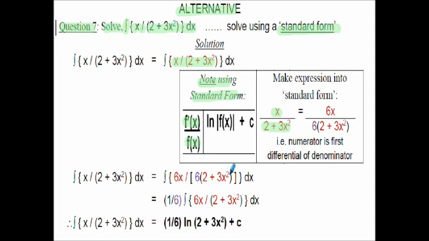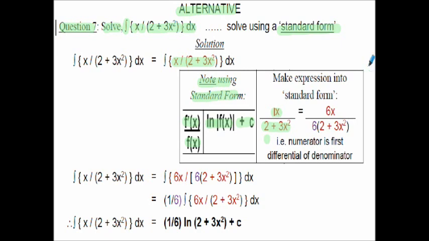this means that if the numerator is the first differential of the denominator, we can write our solution down as ln, the magnitude of the function of x, plus the constant of integration c. If we differentiate the denominator here, we will find that 2 differentiated with respect to x becomes 0, and 3x squared differentiated with respect to x becomes 6x. But at the moment, at the top of the fraction, we have x, or 1x, not 6x.